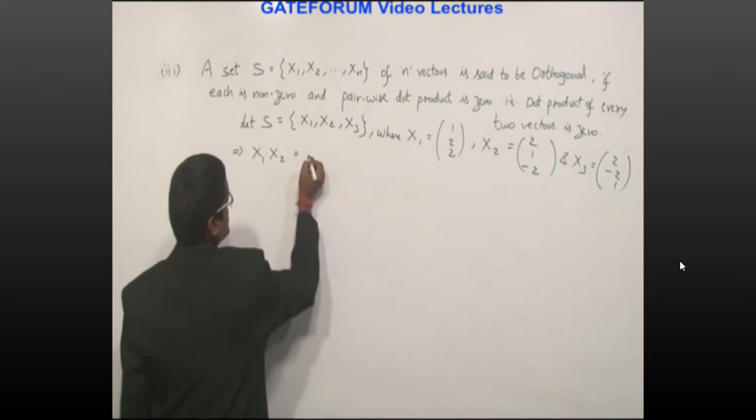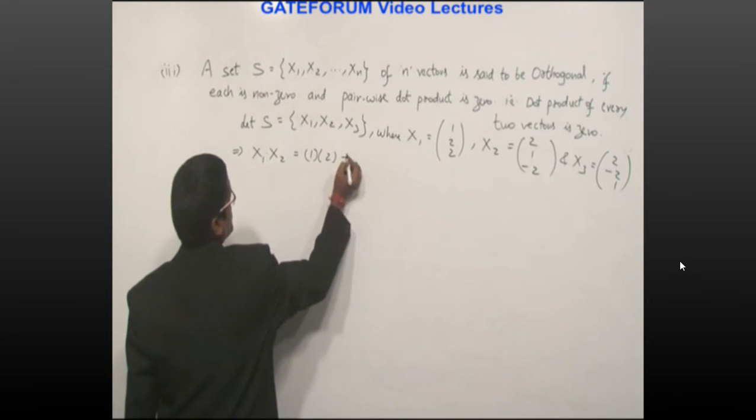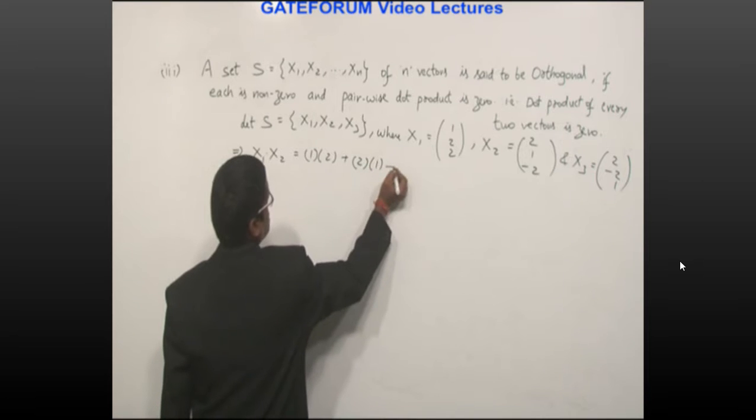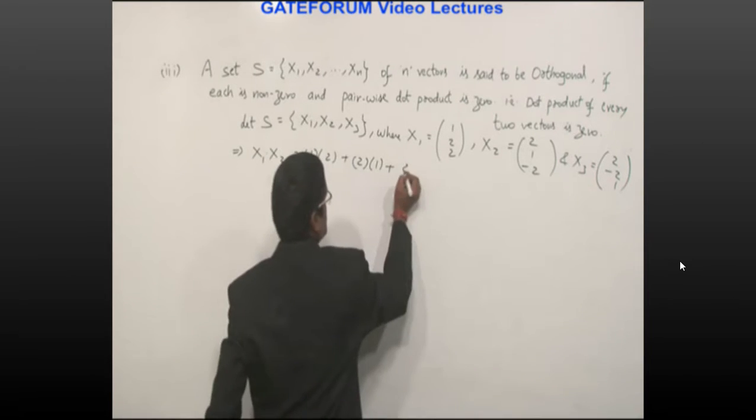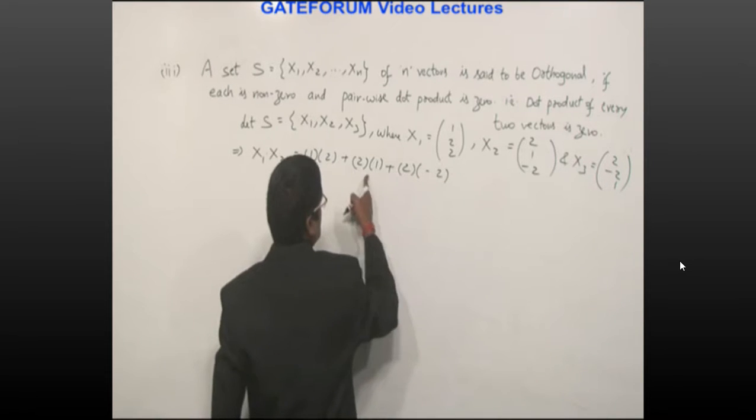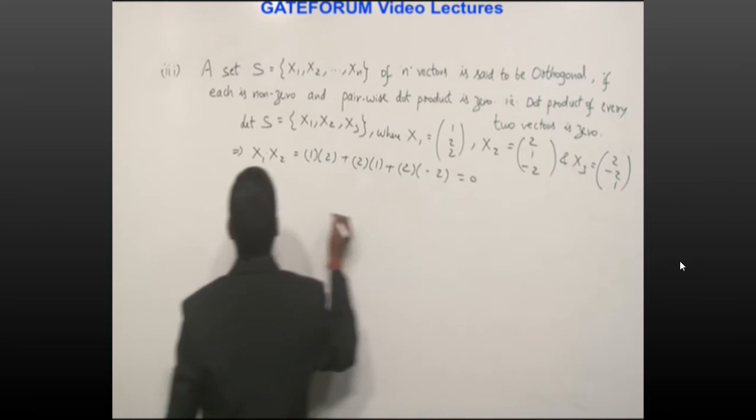So how to find the dot product? 1 into 2, first element times first element, plus second element into second element, plus third element into third element. That is 2 into -2. So 2 plus 2 minus 4, that is 0.